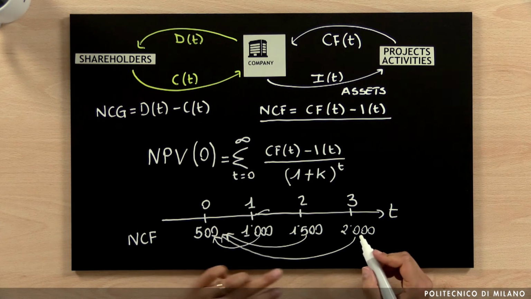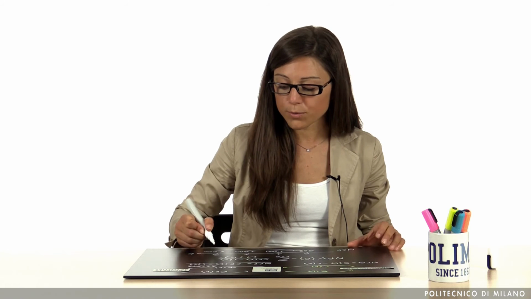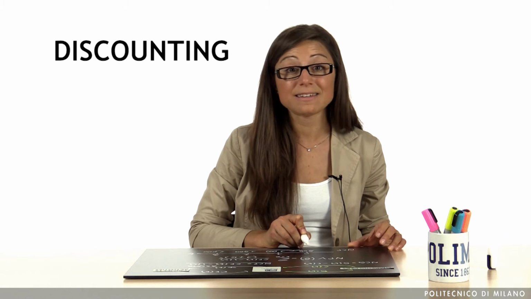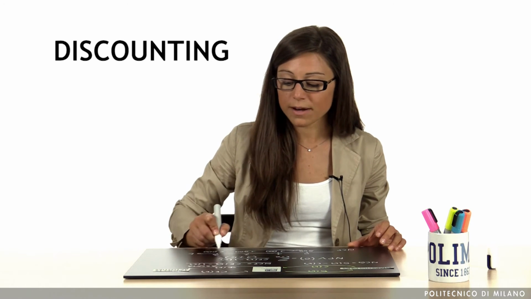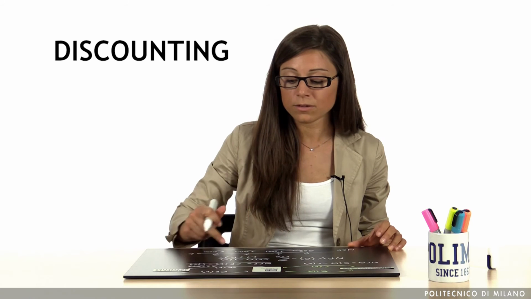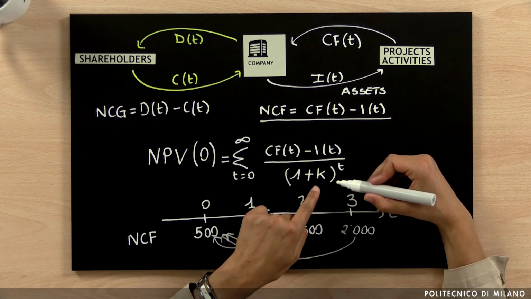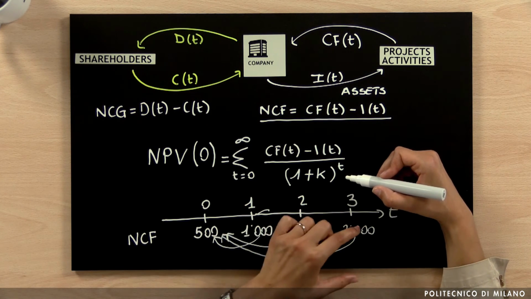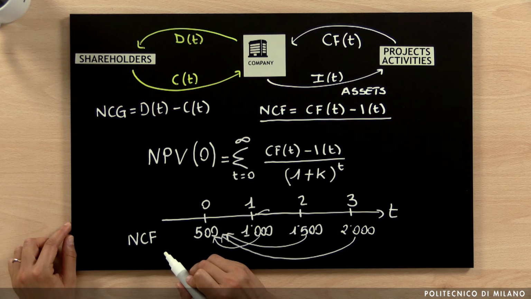And the idea is to say, okay, if we have 2,000 euros at year 3, how much money do they correspond to at the instant zero? The process of moving back these cash flows to the instant zero for doing the evaluation is defined as discounting. So basically we are discounting cash flows. And in order to discount this cash flow, we just need this formula, 1 plus k to the power of t. This is exactly the formula that allows us to move back these cash flows.